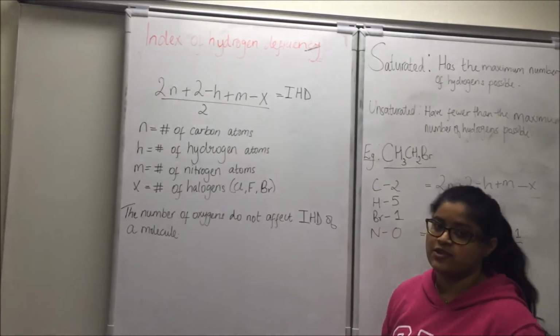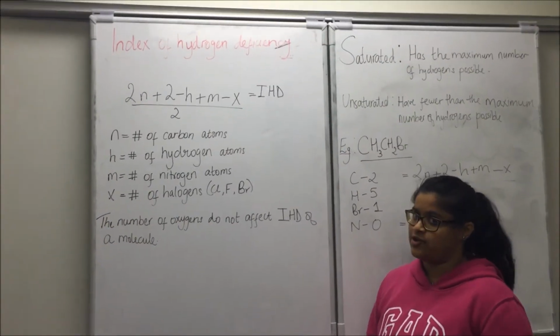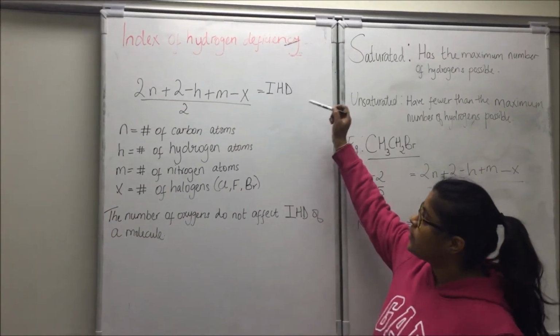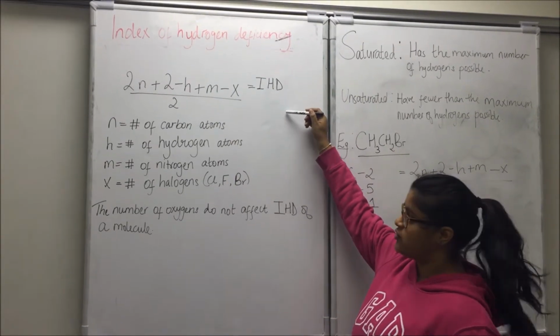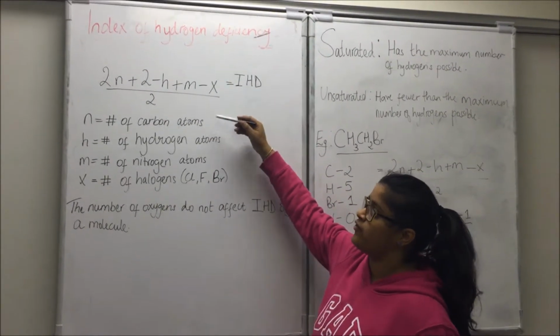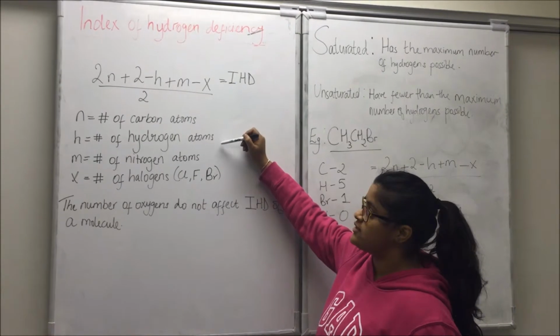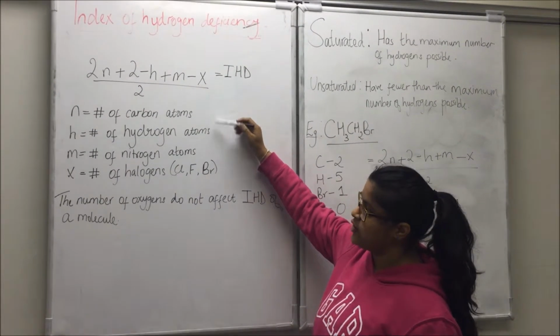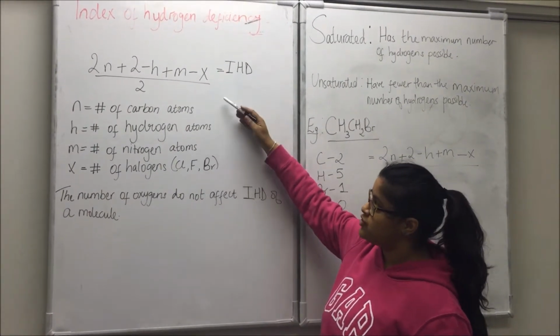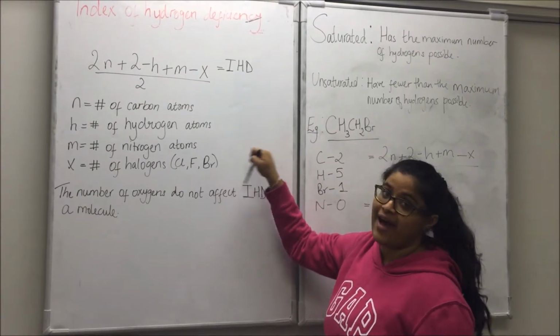Index of hydrogen deficiency, also known as the degree of unsaturation of a molecule. This is the equation that's used to calculate the index of hydrogen deficiency. N stands for the number of carbon atoms in a molecule, H stands for the number of hydrogen atoms in a molecule, M stands for the number of nitrogen atoms, and X stands for the number of halogens.